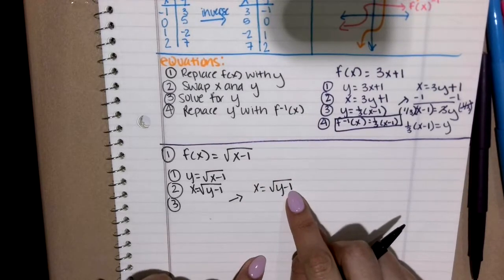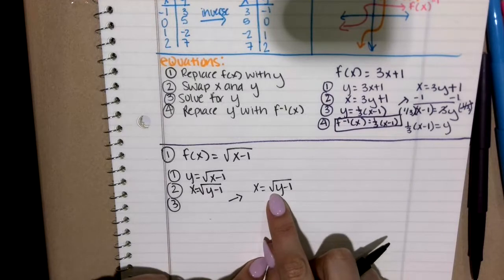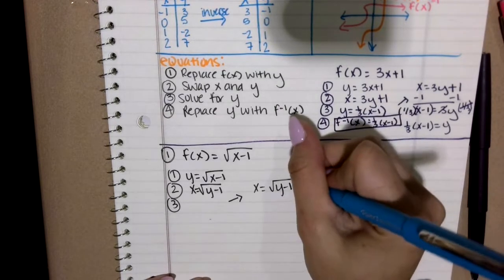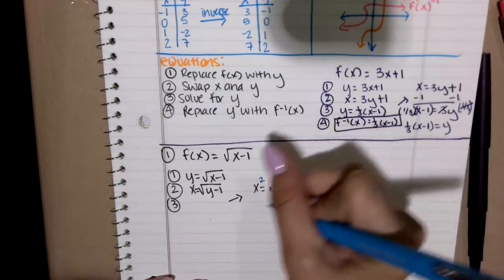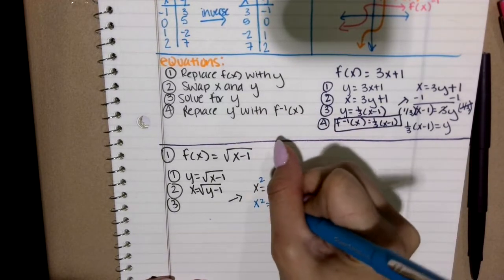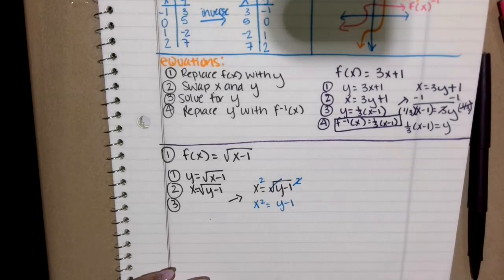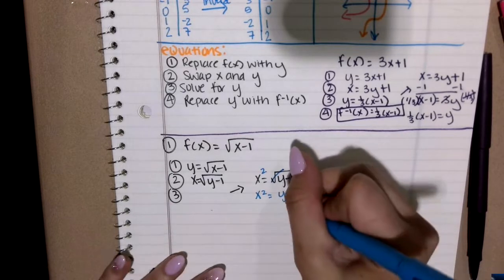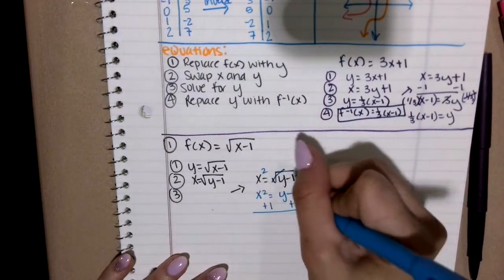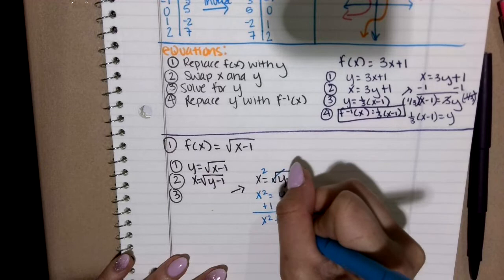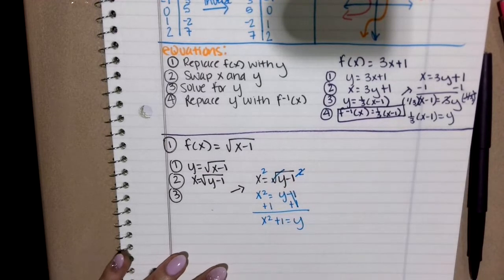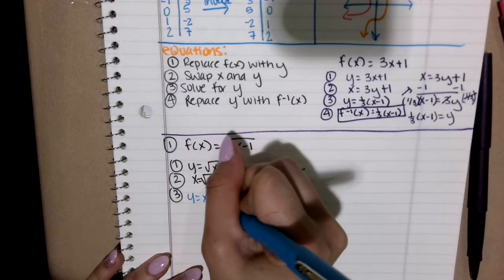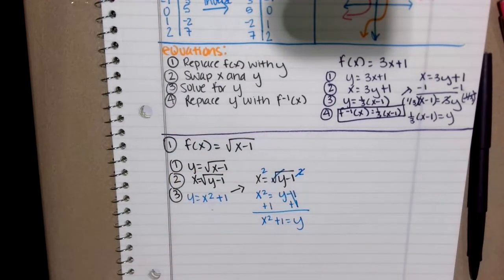Before we can deal with this one, we have to take care of the square root. What's the opposite of a square root? A square. So I'm going to square both sides. So now I have x squared is equal to y minus 1. Then how do I get y by itself? Add 1. So I have x squared plus 1 is equal to y. So y is equal to x squared plus 1.